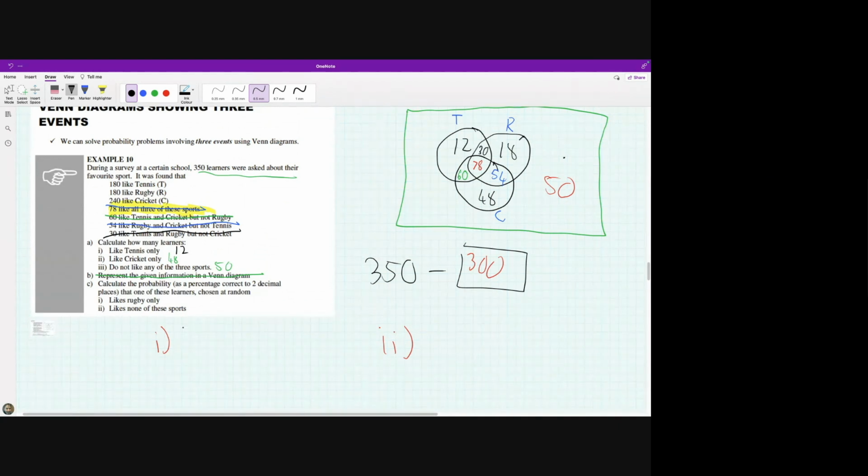Likes rugby only, it's going to be 18 out of 350, and it's set to 2 decimal places. So we are going to go 0.05, which would be a 5% chance. And then what about likes none of these sports? Well, it's going to have to be 50 out of 350, which in decimal language is 0.14 or 14%. Thank you, Callan. I see your answer in the chat.